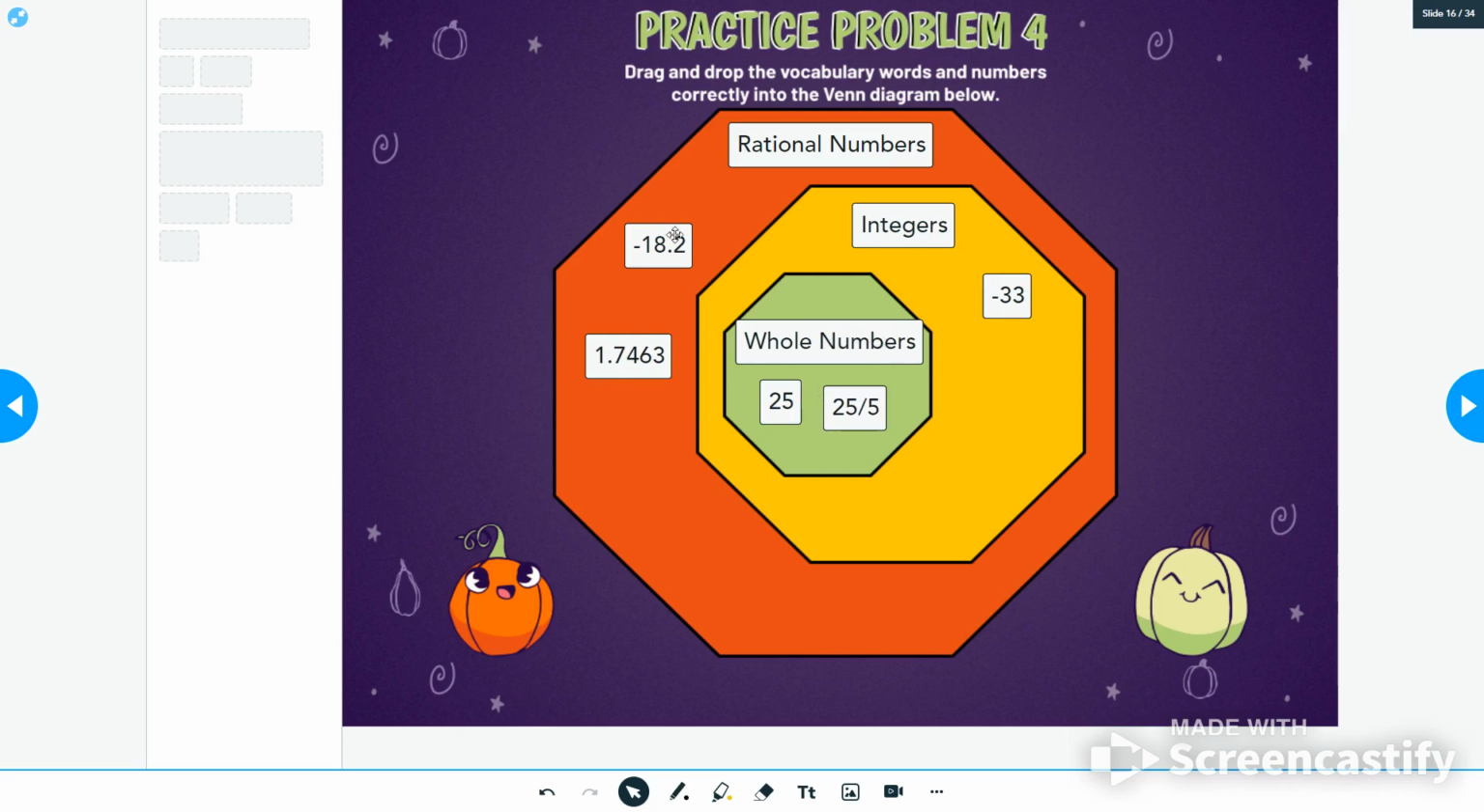Okay, so now we have placed these numbers in their most specific section. Remember though, if a number is a whole number, it is all three terms. If a number like 25, 25 is a whole number, but 25 is also an integer, and 25 is also a rational number because it's in this innermost subset, meaning it's contained within all the set of whole numbers, all the set of integers, and also all the set of rational numbers.